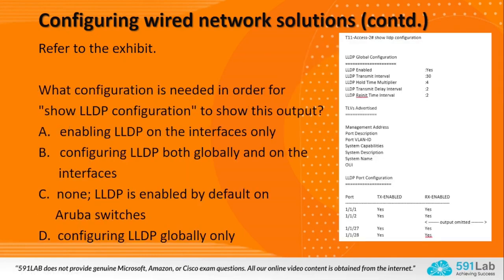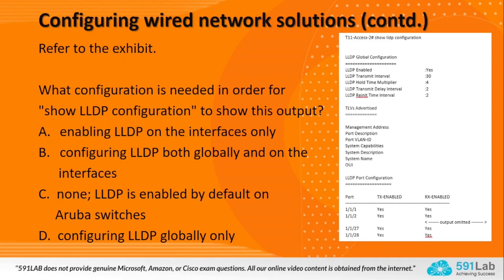Let's move on to the next question under wired network solutions. Refer to this exhibit. What configuration is needed in order for show LLDP configuration to show this output? The command output is show LLDP configuration. There are LLDP global configuration parameters, whether it is enabled, the transmit interval and various parameters, and TLVs advertised, then LLDP port configuration. So all this information is shown under show LLDP configuration.